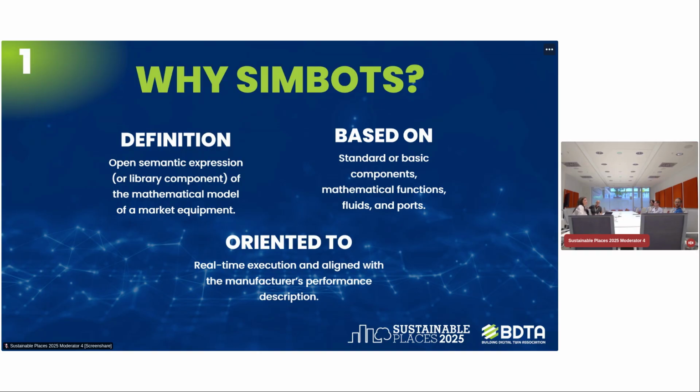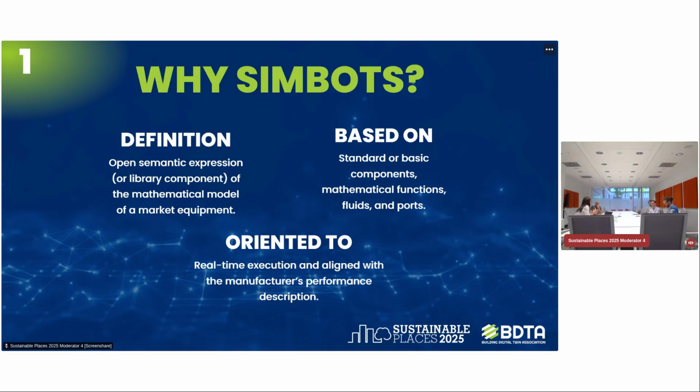Okay, Simbots. Simbots are simplified, open, and real-time models that represent real market equipment, like a chiller, a rack, or a power transformer. This is the basic idea. But they are designed using a standardization with mathematical components, and aligned with the manufacturer's performance data.